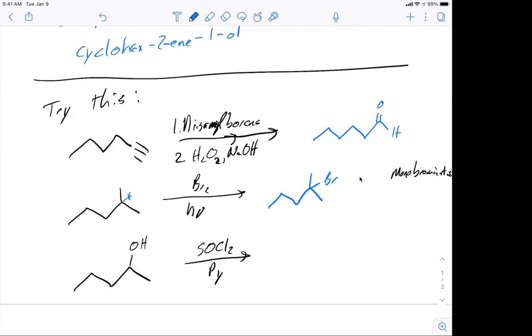And then the last one here, we have the SOCl2 with pyridine. This is going to be a substitution, SN2 style. No stereochemistry is shown, so I don't have to show any stereochemistry. And we get the chlorinated product here. Okay. Questions about these three?